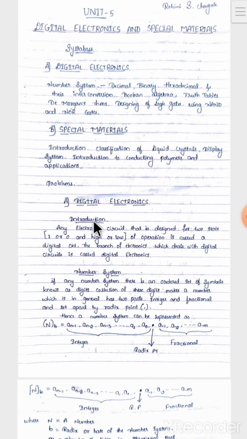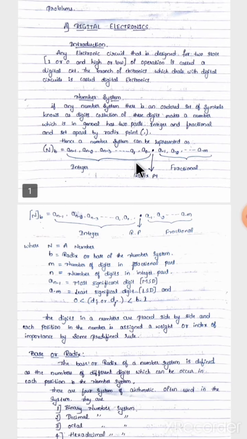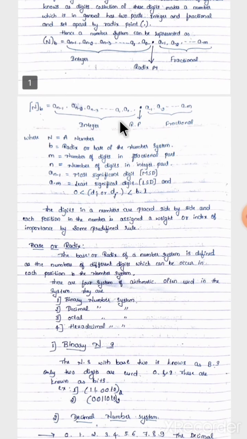Okay. So what did we learn in this class? Digital electronics, special materials. So digital electronics contains number systems. Okay. So what do you mean by digital electronics? It is a branch of electronics which deals with digital circuits, which is called digital electronics. Okay. The number system can be represented by this equation. This is the number, this is the base, this is the most significant digit, this is the least significant digit, these are integers, these are fractions, and the middle point is the radix point.